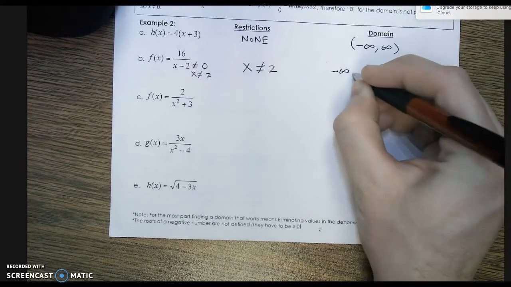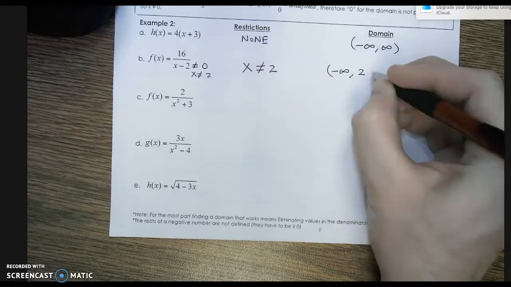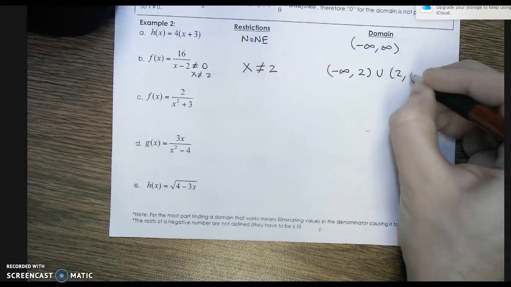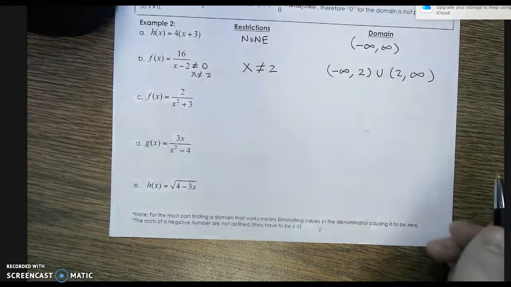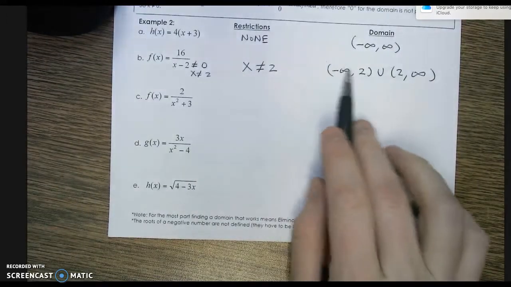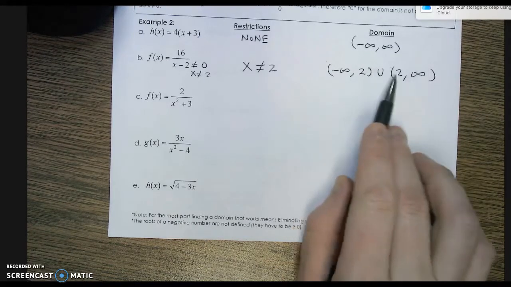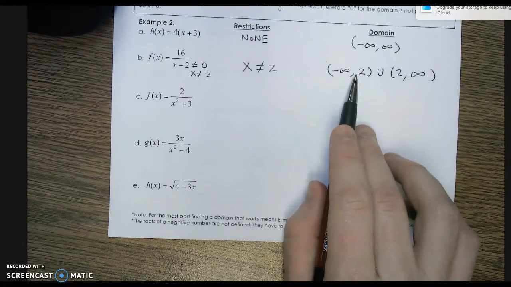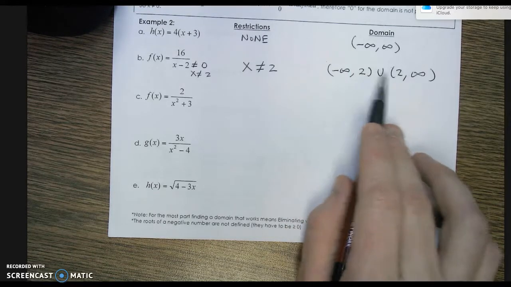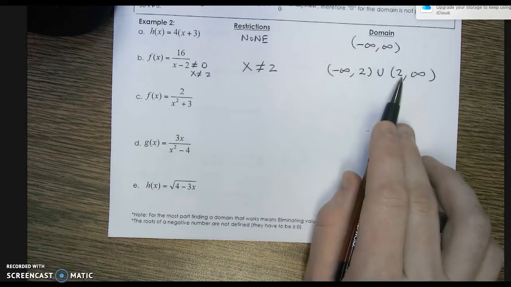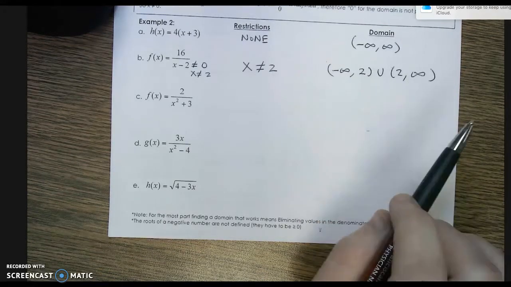So -infinity up to 2 works. And then everything bigger than 2 would work. But 2 itself does not work. So this is how we write it. Everything smaller than 2 works, and everything bigger than 2 works. But I put parentheses on the 2. Remember, parentheses means it does not work or is not included. If I put brackets on the 2, then I would be saying that 2 works. But parentheses tells me it doesn't.